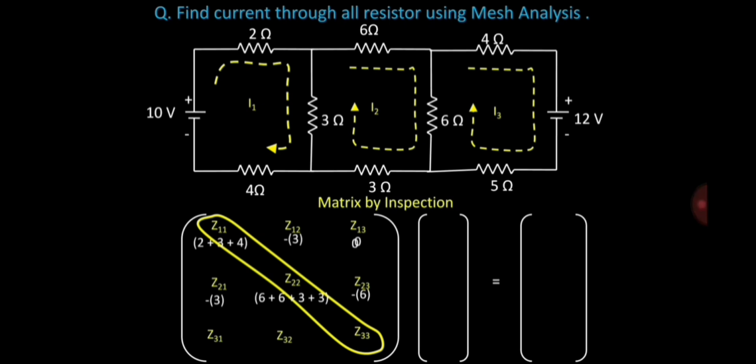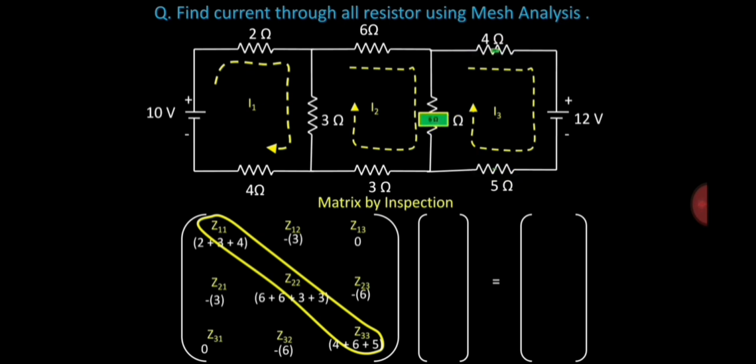Going to the third row, you will have 0 because there is no impedance shared between loop 1 and loop 3. And for the Z32, you will have negative 6 because we have 6 being shared in the opposite direction. But for the Z33, you'll have to add all the impedance present in the loop 3. Therefore, we'll have 4 plus 6 plus 5. So then you solve it to be that way.